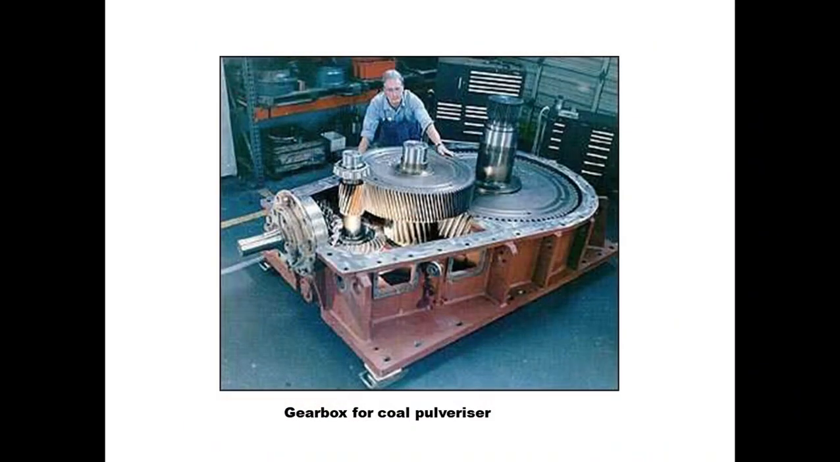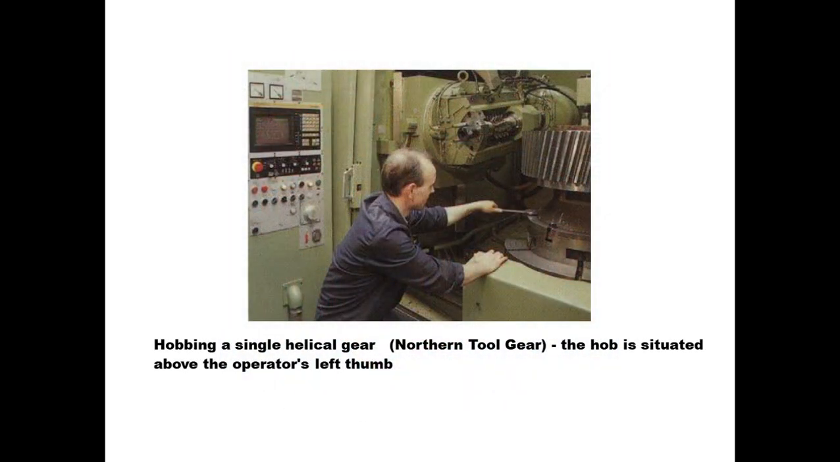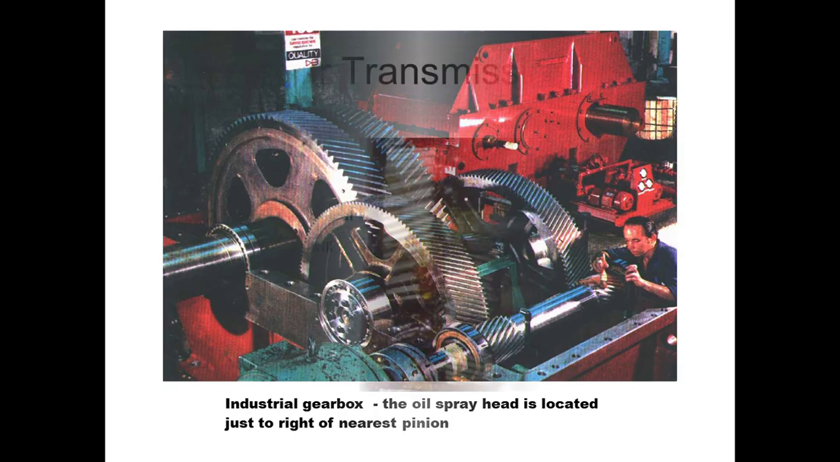Gearbox for coal pulverizer. Hobbing a single helical gear, Northern Tool Gear. The hob is situated above the operator's left hand. So you can see here the hob is situated at the operator's left hand. Now industrial gearbox, the oil spray head is located just to the right of the nearest pinion. Okay, you can see these diagrams.